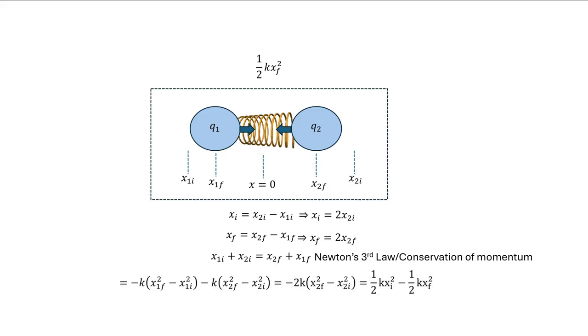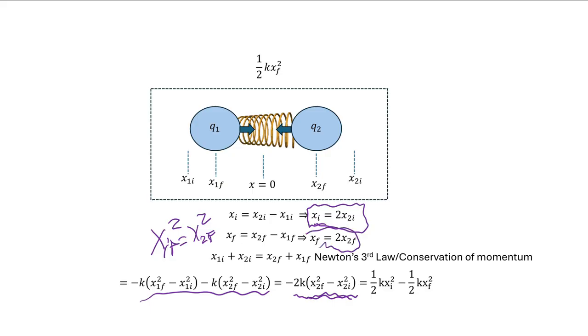Now, let me just clean this up. There's a lot of stuff there. I'm just going to rewrite it. Okay, so that's the exact same thing I just had. And then I'm going to simplify by, again, saying that x1 final squared equals x2 final squared, and the same thing with the initial. And so basically, I have two of the same term. Now, that looks like this. And actually, I said earlier that x initial is 2 x2 initial, and x final is 2 x2 final. That means that x2 final squared is x, the total extension of the spring, squared, divided by 4.